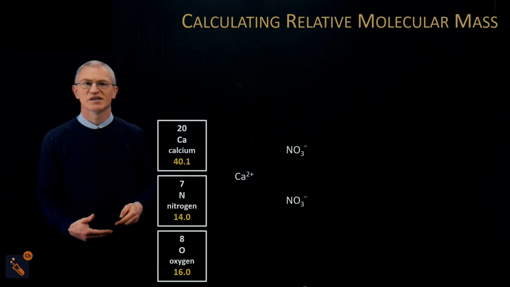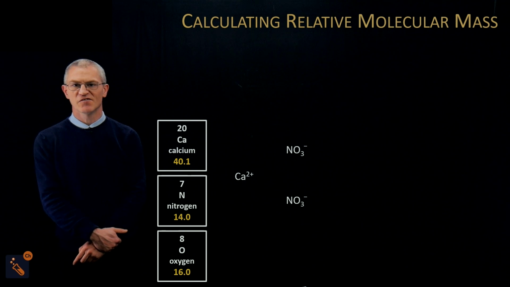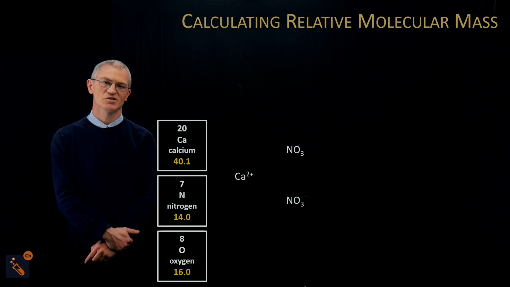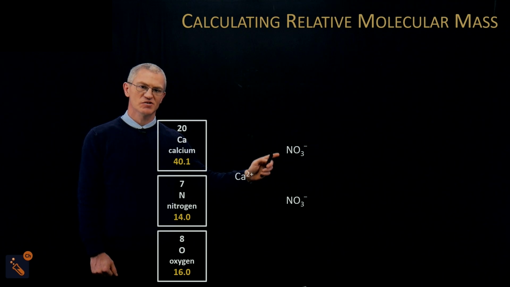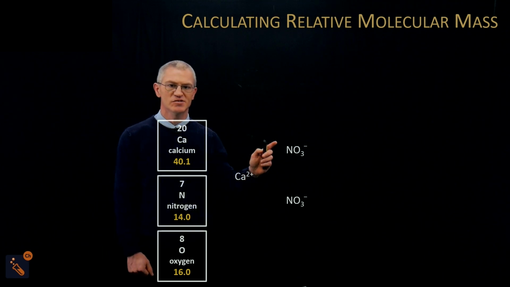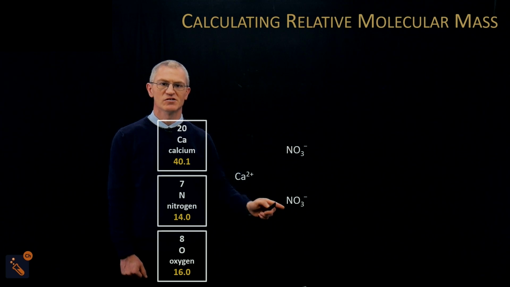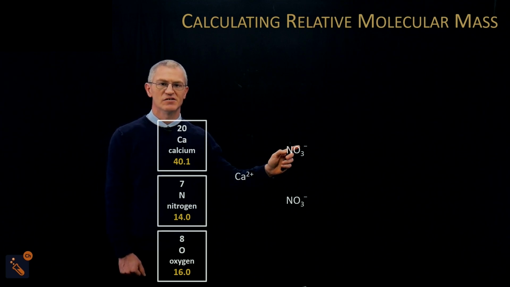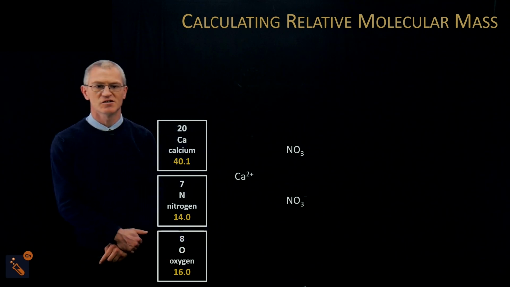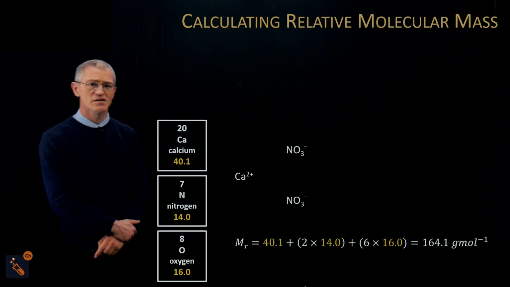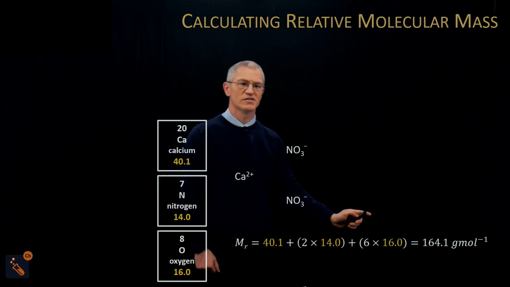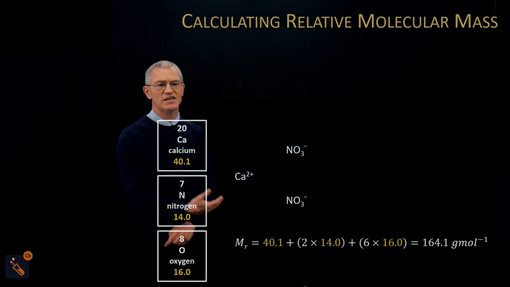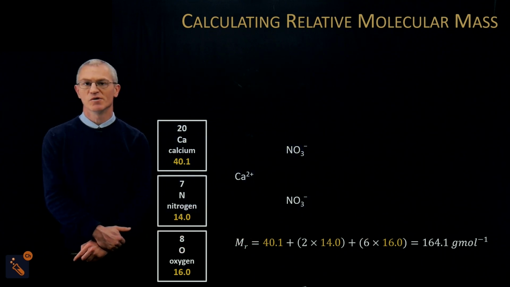But essentially, if we're doing relative molecular mass, remember electrons don't really have a mass of any significance, and therefore we just ignore that in terms of mass calculations. So we know we've got 1 calcium and these 2 nitrates. If we split those 2 nitrates up, how many nitrogens are in those? There are 2 nitrogens, and then there are 6 oxygens. We put that into our calculation: here I've got my calcium, here my nitrogen, and here my oxygen. That equals 164.1 grams per mole.